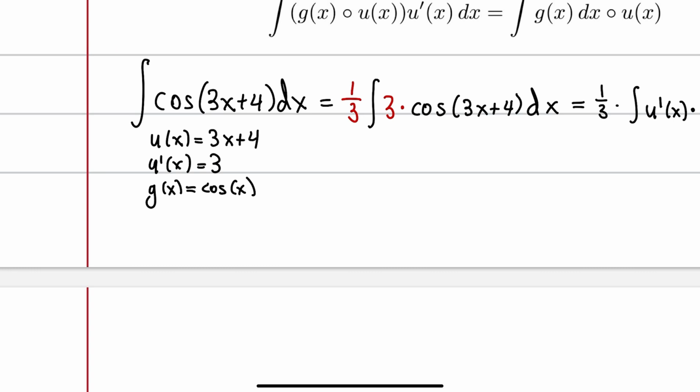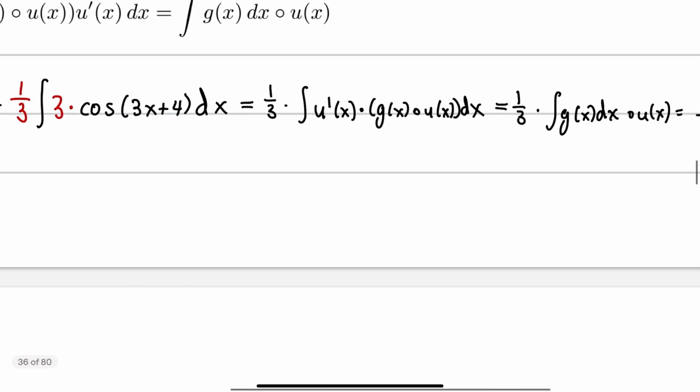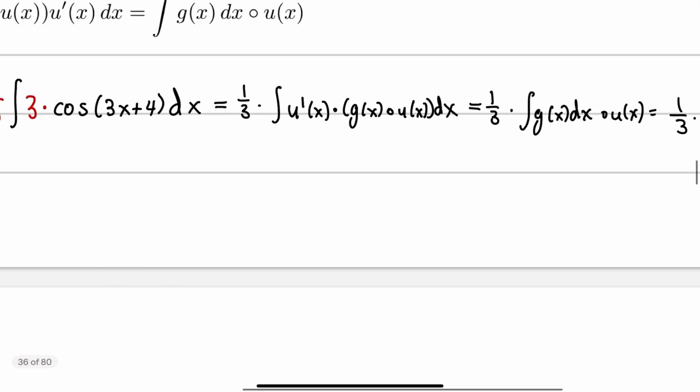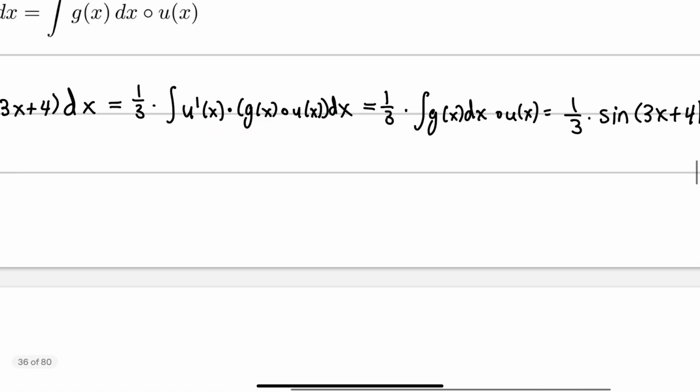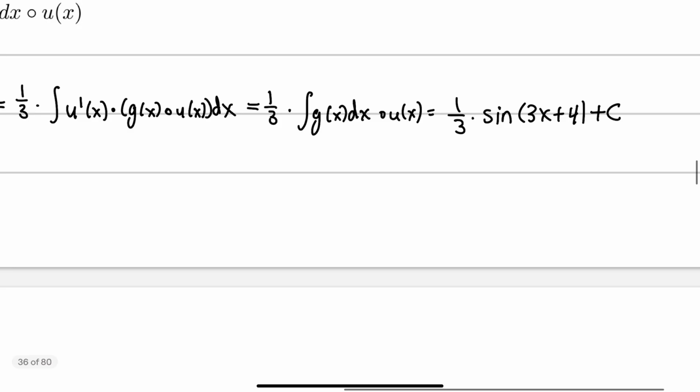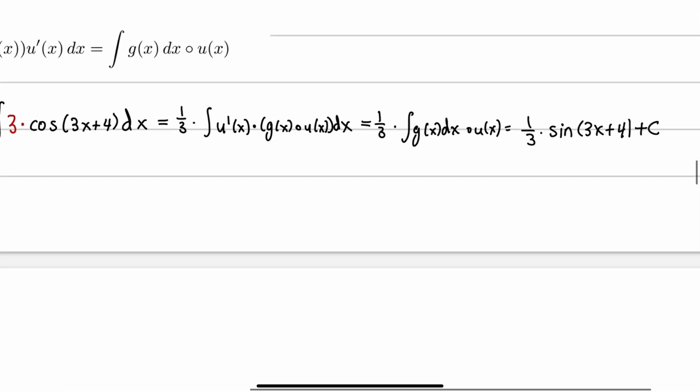That doesn't work. And what's our g of x, our function? It's just cosine, right? Our input's u, our derivative is u prime, and our function is cosine. So now reverse chain rule says we set it up exactly like we want to. Reverse chain rule says we can just express it like this. Take the integral of g of x and plug it in at u of x.